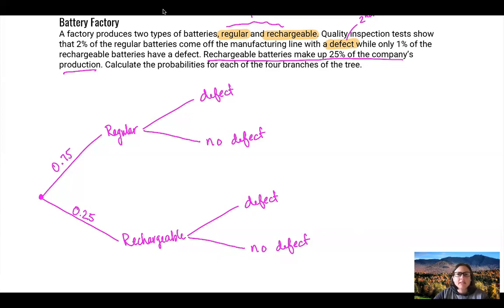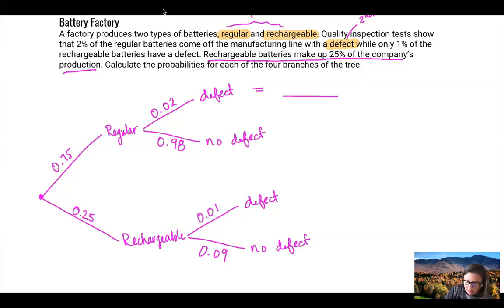So quality inspection tests show that 2% of the regular batteries have a defect. So 2% would be 0.02. So I can assume that 98% have no defect. 1% of the rechargeable batteries have a defect. So 0.01, and then no defect 0.09.